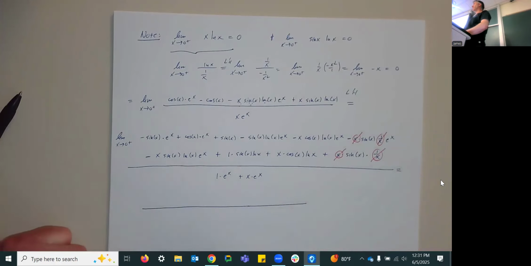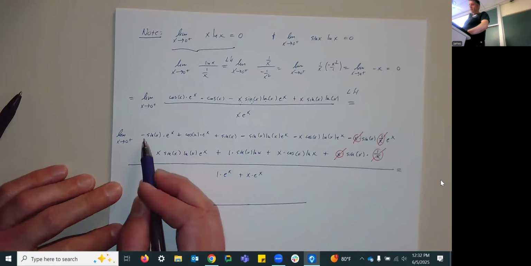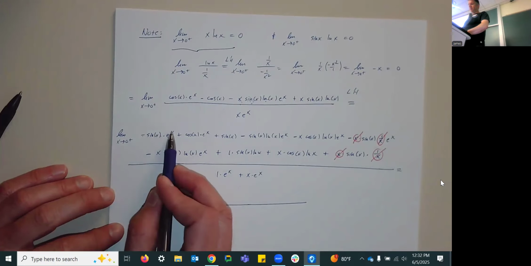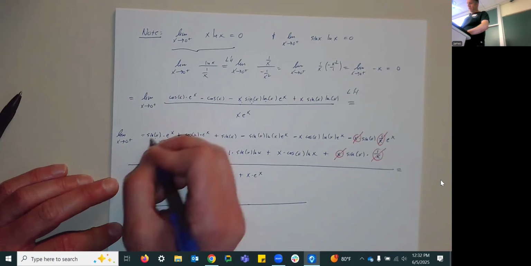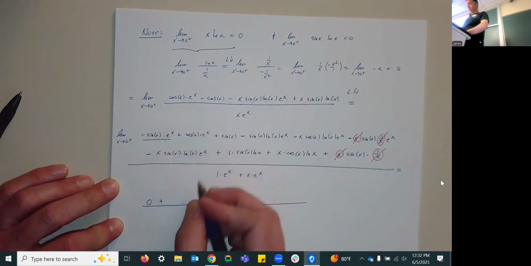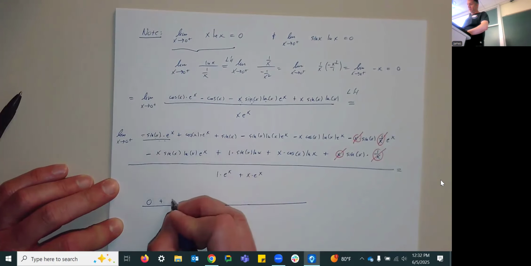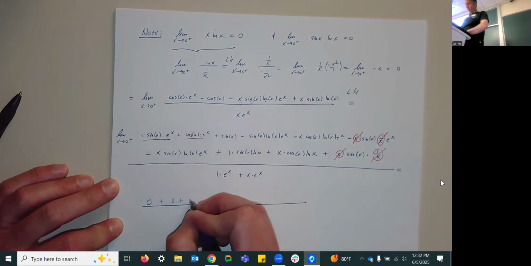Now, this final answer is going to also require some liberal usage of knowing some limits already. So I plug in 0, let's see what we've got. Negative sine of 0 times e to the 0 is just 0 times 1. That's going to be 0. So I did that part. Cosine of 0 is 1, times e to the 0 is 1 times 1, which is 1. Dealt with that part. Sine of 0 is 0.